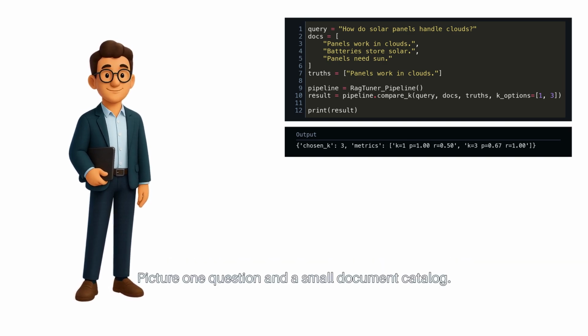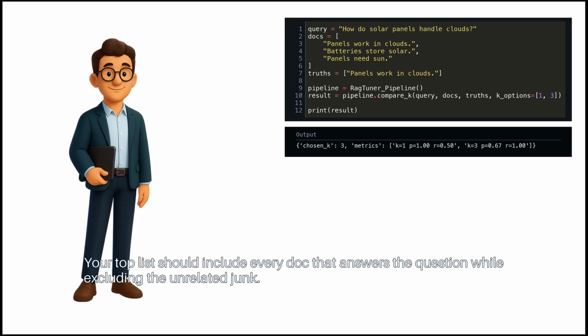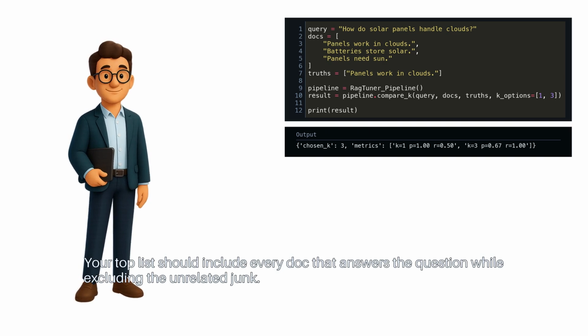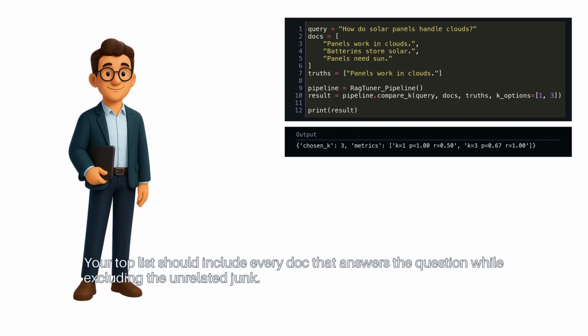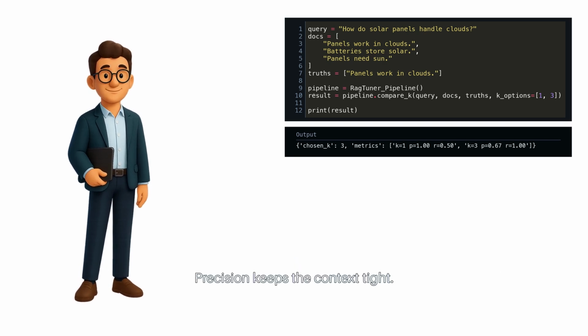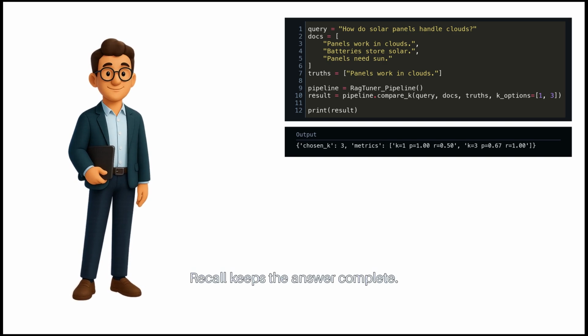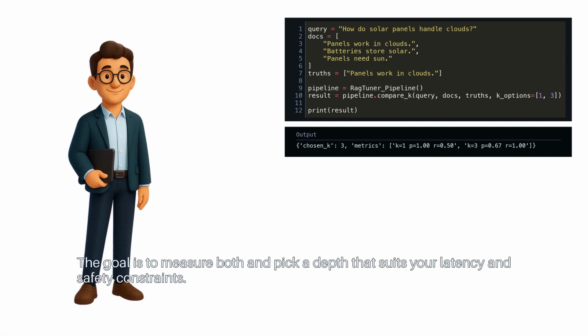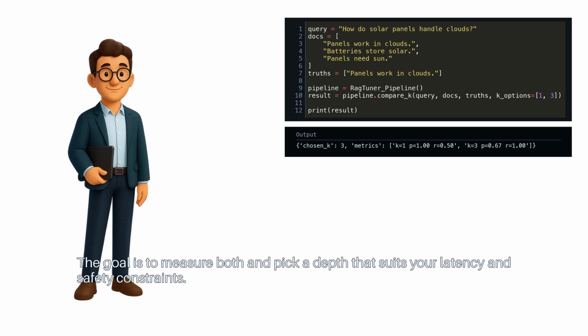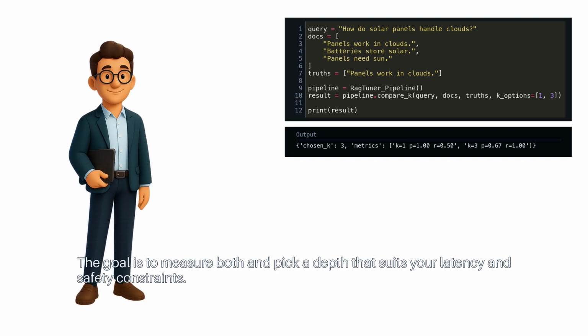Picture one question and a small document catalog. Your top list should include every doc that answers the question, while excluding the unrelated junk. Precision keeps the context tight. Recall keeps the answer complete. The goal is to measure both and pick a depth that suits your latency and safety constraints.